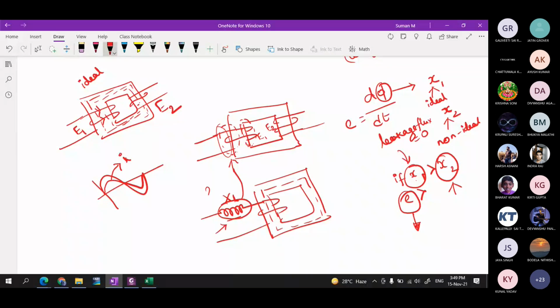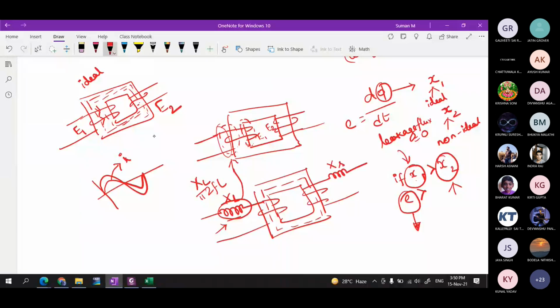Generally 2 pi fL is a reactance XL, right? So this XL is going to represent the leakage flux which is happening on the primary side. Similarly on the secondary side, if you want to indicate the leakage flux, then you can represent it with an inductance. This is leakage on the secondary side.